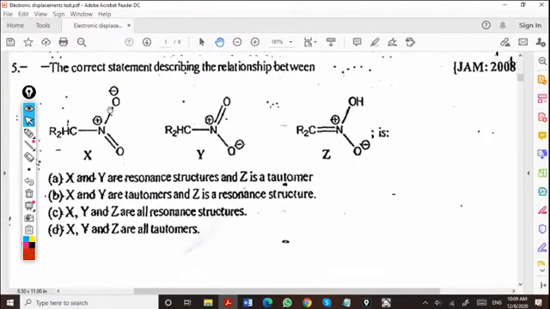Next, the correct statement describing the relationship between x, y, and z. Here x and y are resonating structures and z is a tautomer. Let's see the difference between resonating structures and tautomers. A tautomer can be considered a hydrogen transfer, H plus transfer system, where an H plus displacement happens around the pi bond.